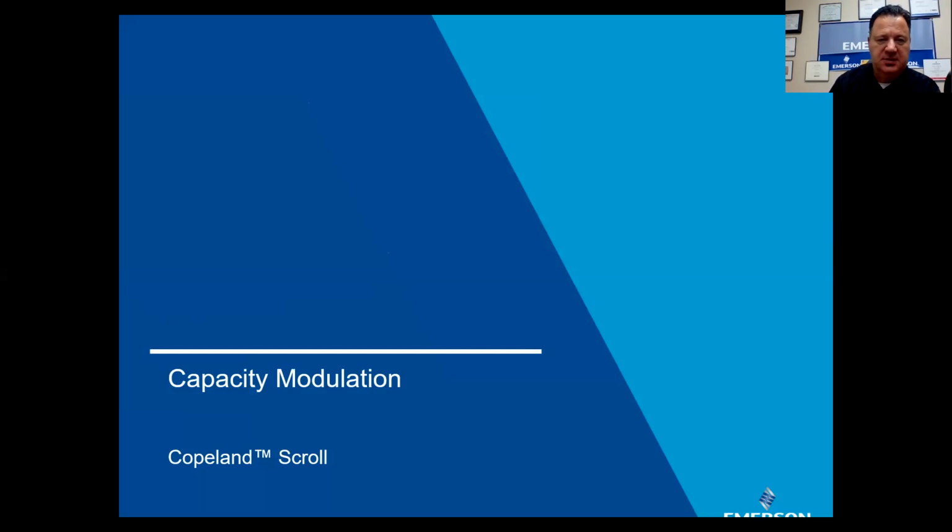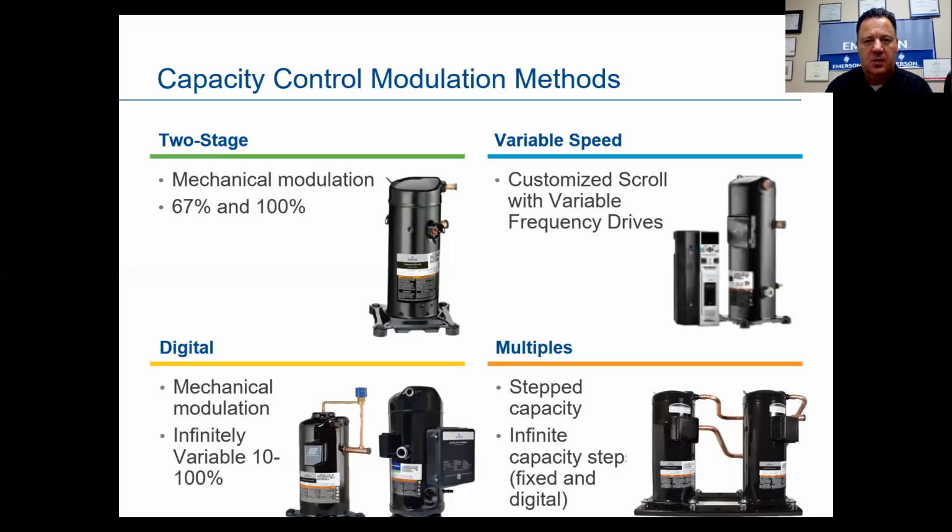All right, so let's get into capacity modulation. We're going to start out with some scroll. Up in the left-hand corner there at the top, we'll start from left to right at the top. We're going to talk about two-stage mechanical modulation. Two-stage, I try to keep everything really simple, is full capacity, obviously 100%, like a fixed scroll would be.